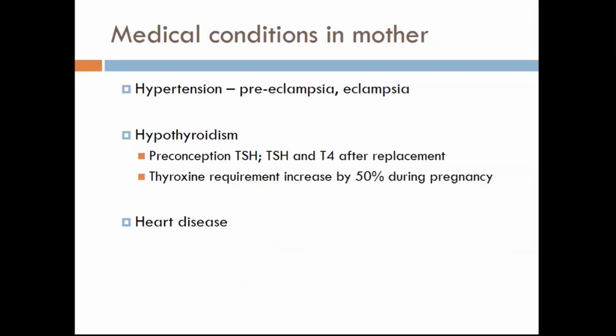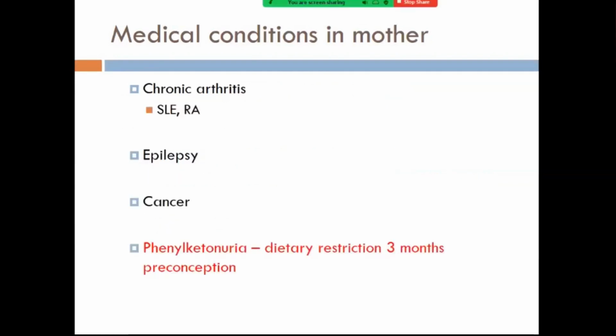You should remember that if a woman has hypothyroidism, her requirement increases by 50% during pregnancy. So you have to titrate the drug according to her TSH and T4 status. Chronic arthritis, epilepsy, cancer, I will go through these small things. Phenylketonuria in the mother: you know that dietary restriction for 3 months preconception and during conception is needed for development of the child's brain. If the mother has phenylketonuria, you have to take care of that.